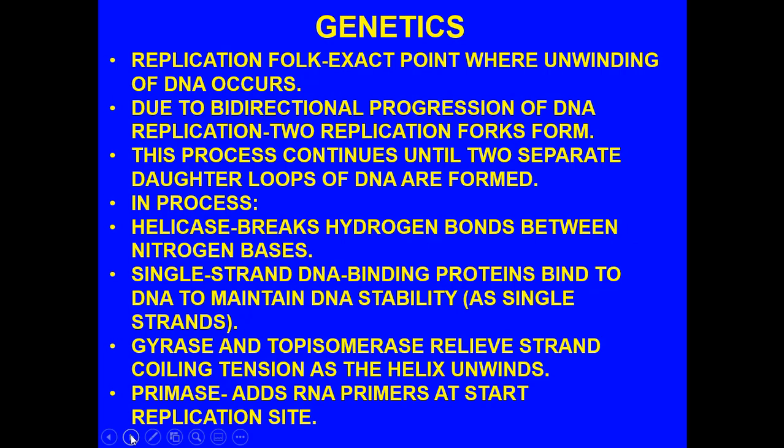method. So as we separate the two strands that we're going to make copies of, this is where we get into what we call a replication fork, the exact point where unwinding of the DNA occurs. And due to the bidirectional progression of DNA replication, there are two replication forks that form. This process continues until two separate daughter loops of DNA are formed.